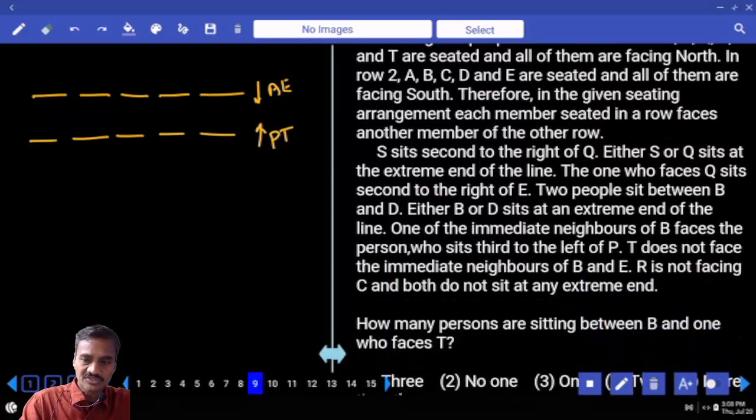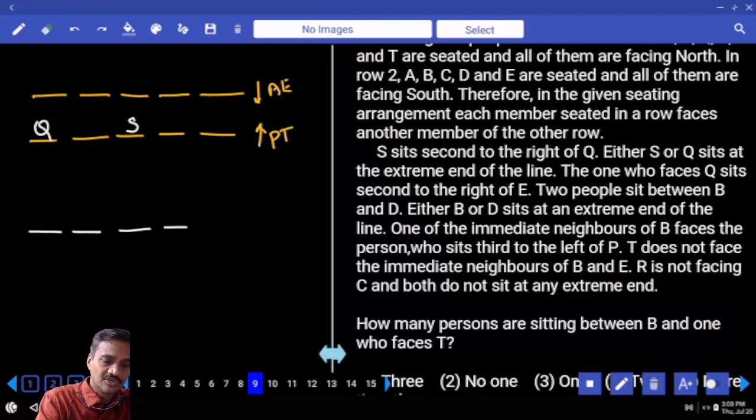Then S sits second to the right of Q. Where is this S? S is seated second to the right of Q. Either S or Q sits at the extreme end of the line. S sits second to the right of Q. Q is here, then S will be here. That is one possibility. And in the second possibility, now these are the 10 persons we have.